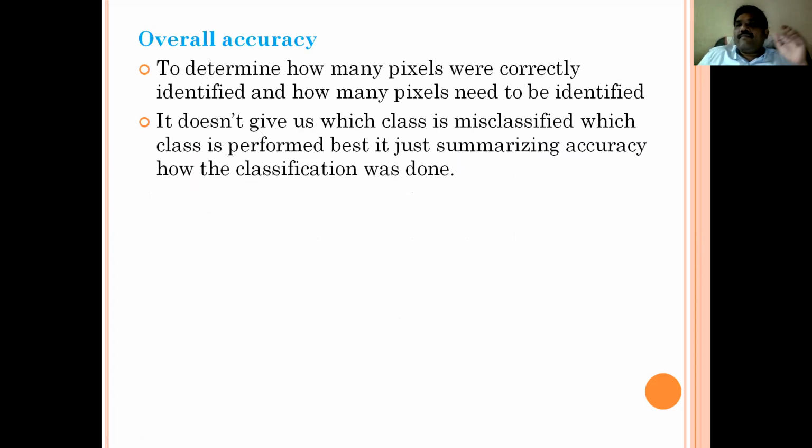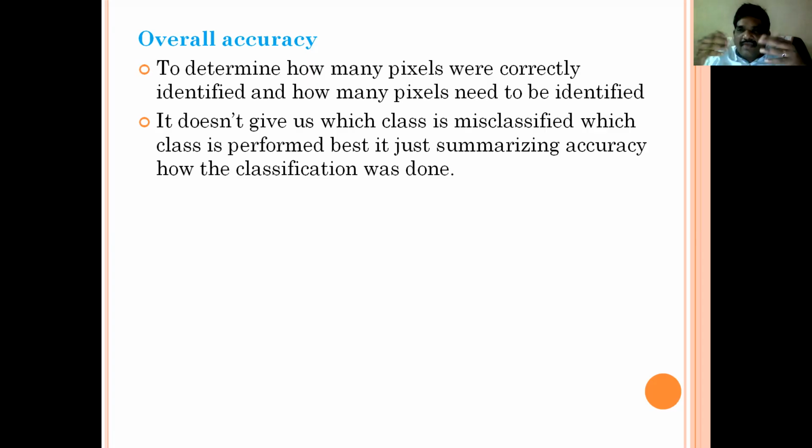Now here I am mentioning accuracy tests. There are different tests to find out the accuracy. I just mentioned one test, that is overall accuracy. How can you find out the accuracy based on this method? What is the objective of this overall accuracy? To determine how many pixels are identified and how many pixels are not yet identified, or else how many pixels are correctly identified and how many pixels need to be identified.